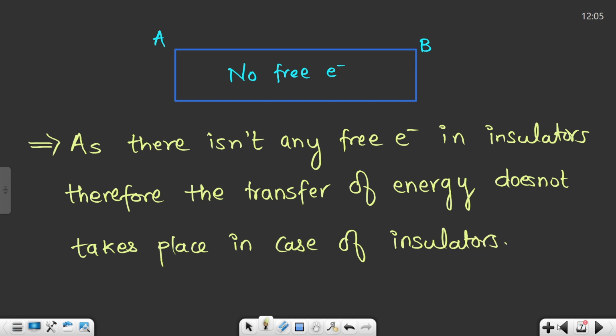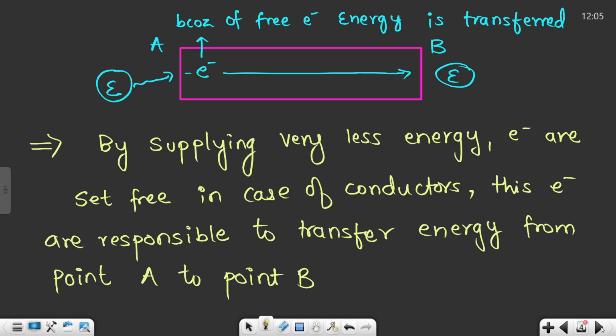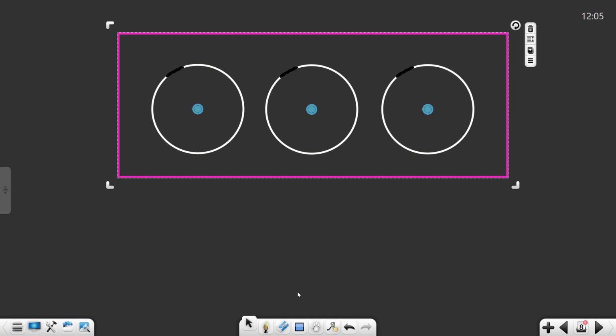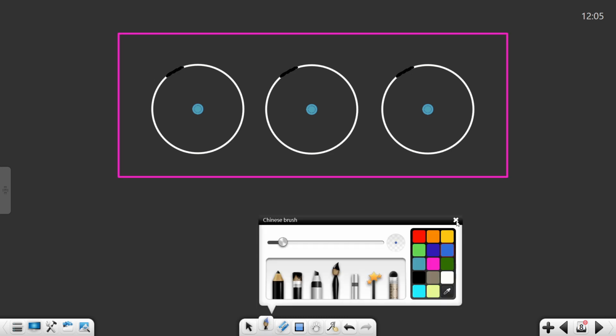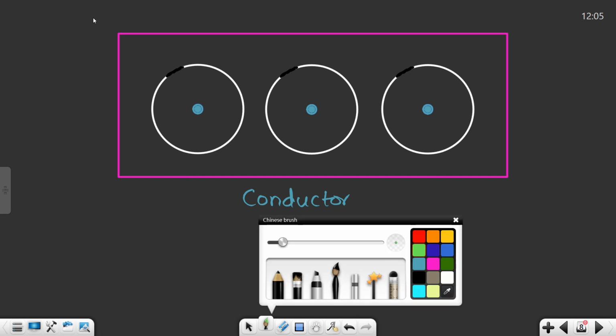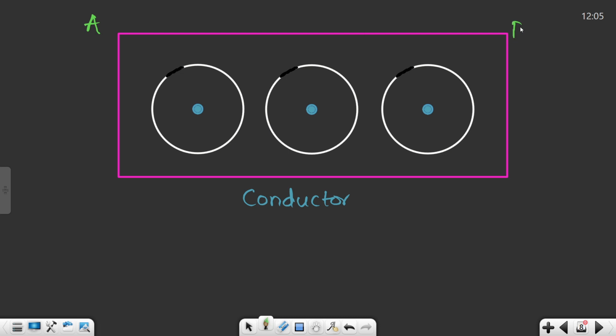I hope you understood each and everything that we discussed till now. This is the point that we need to discuss, how exactly things work. Let's assume that this is my conductor. Let's suppose this is my point A, and this is my point B. If I apply, let's suppose, heat over here, I provided certain heat, due to which what is going to happen?